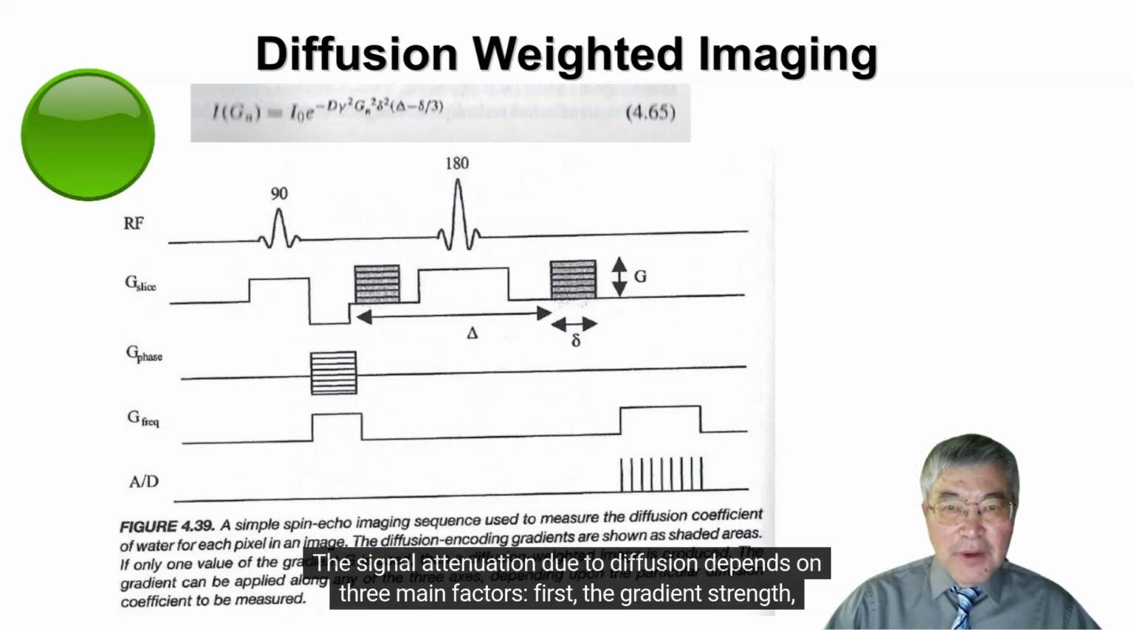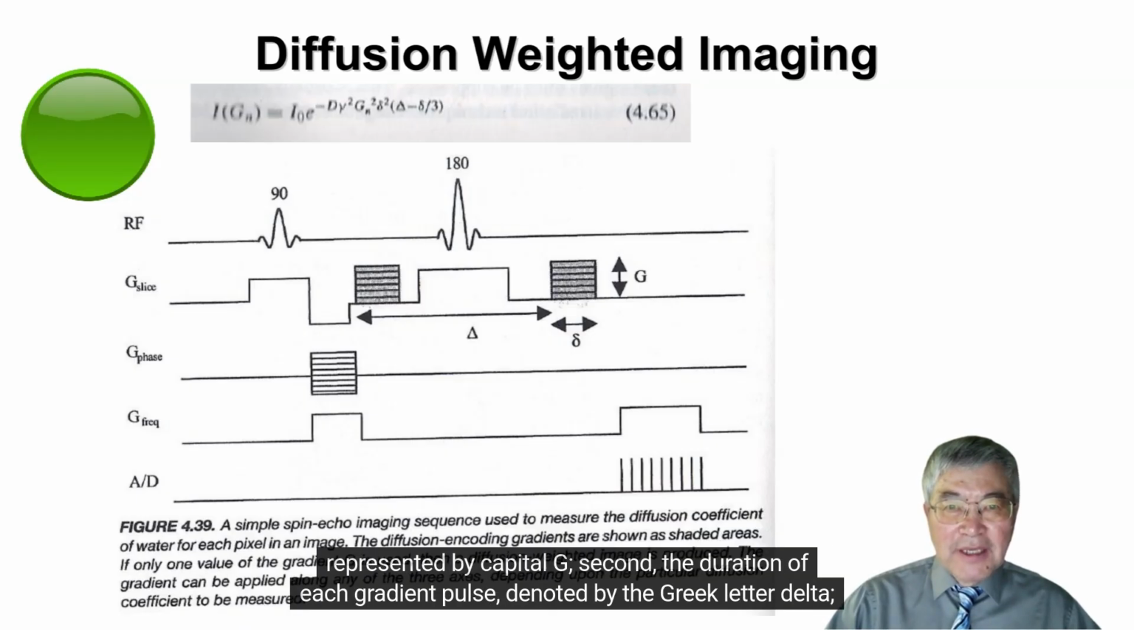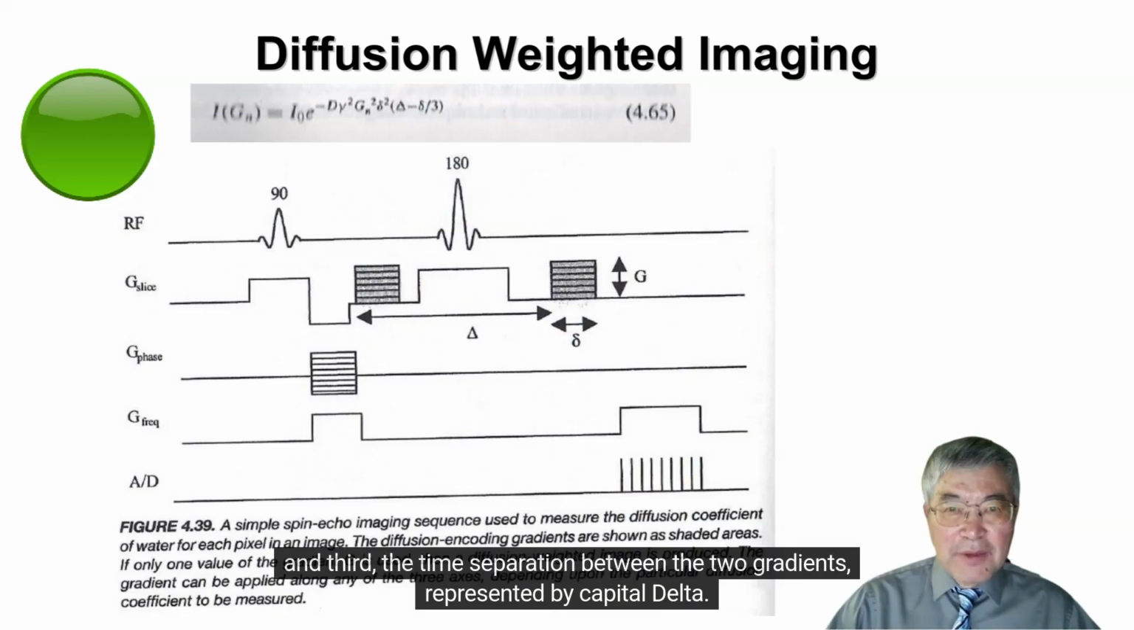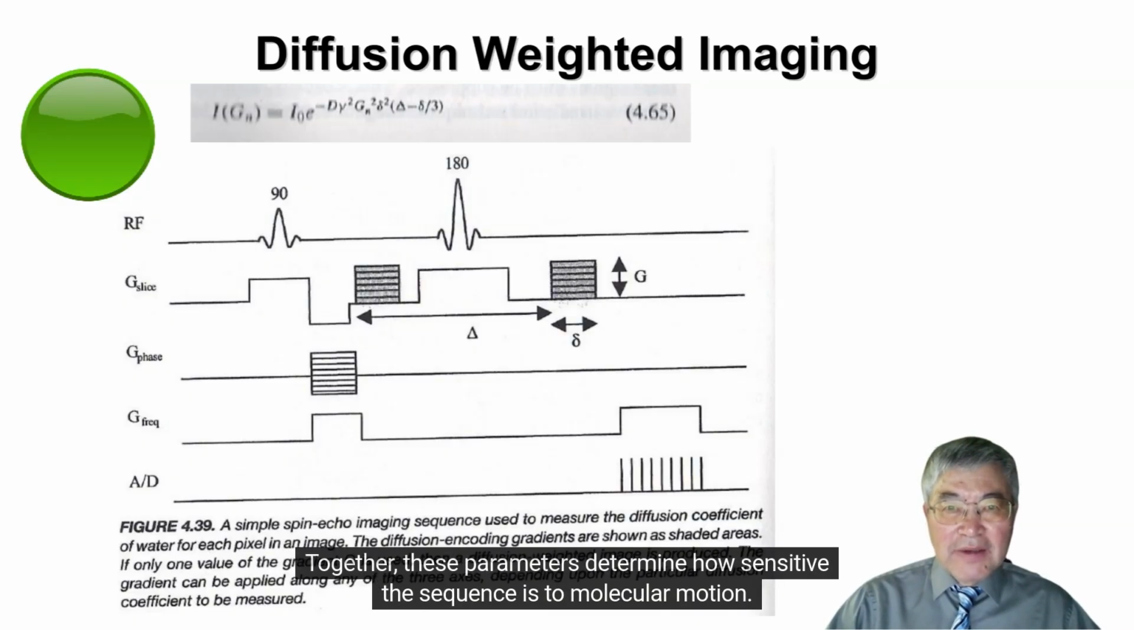The signal attenuation due to diffusion depends on three main factors. First, the gradient strength, represented by capital G. Second, the duration of each gradient pulse, denoted by the Greek letter delta. And third, the time separation between the two gradients, represented by capital delta. Together, these parameters determine how sensitive the sequence is to molecular motion.